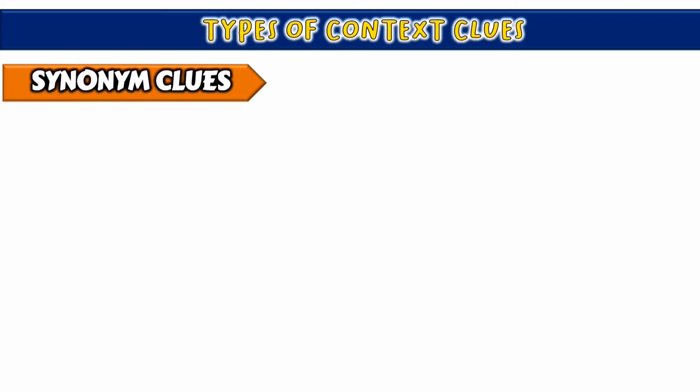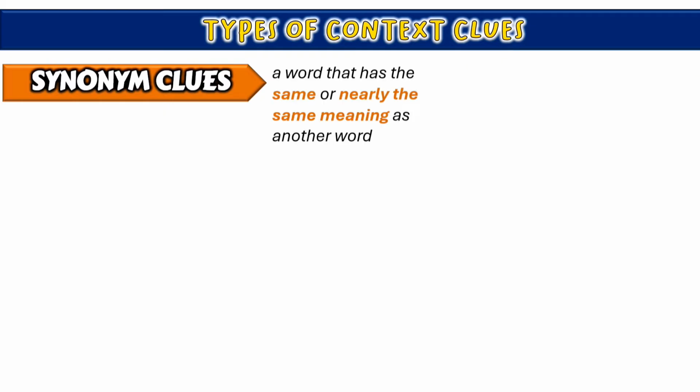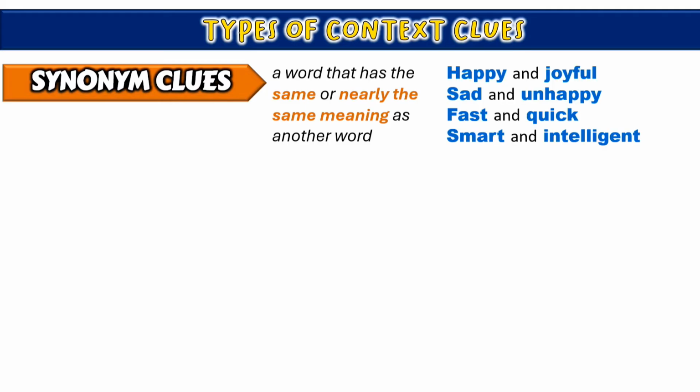Next is synonym clues. Do you know what synonym means? Synonym is a word that has the same or nearly the same meaning as another word. Sa Tagalog, ito ay mga salitang magkasing kahulugan. Here are a few examples. Happy and joyful, sad and unhappy, fast and quick, smart and intelligent.